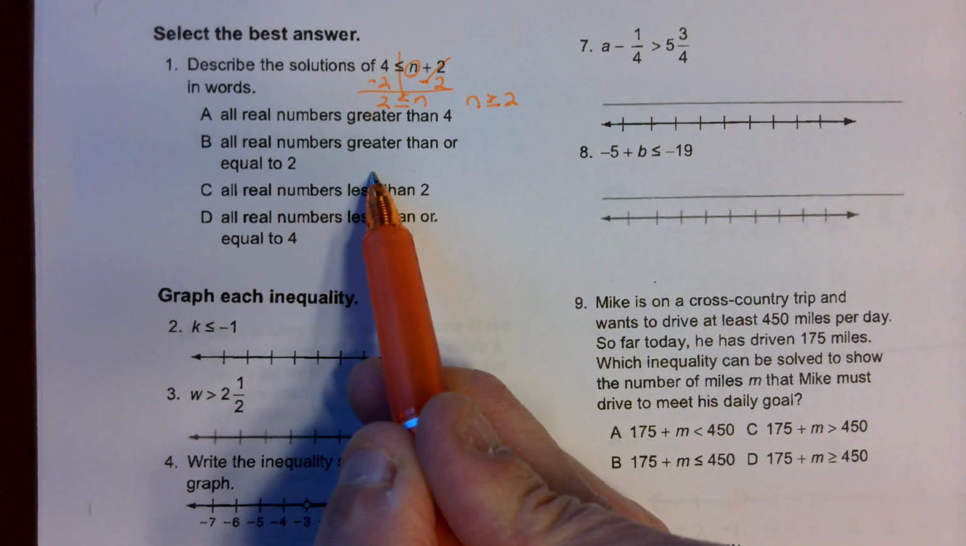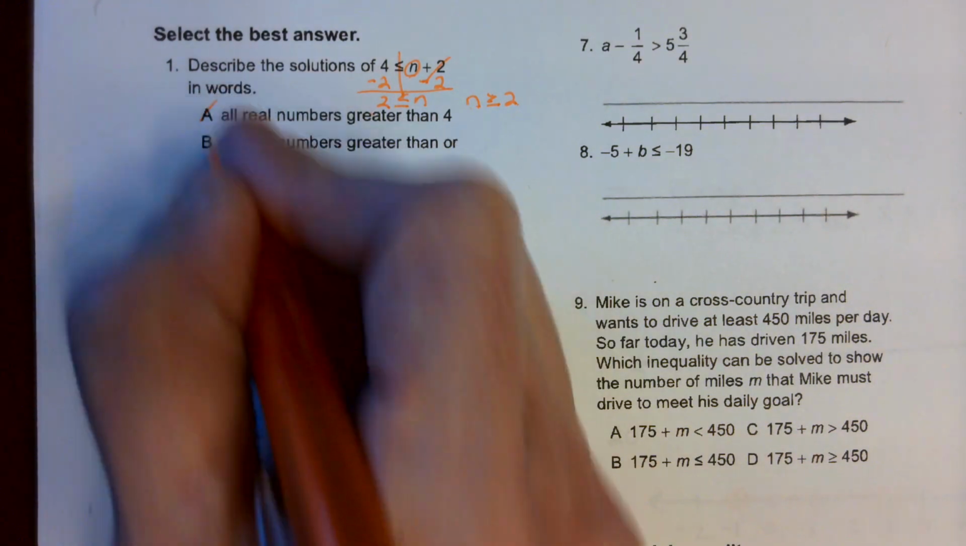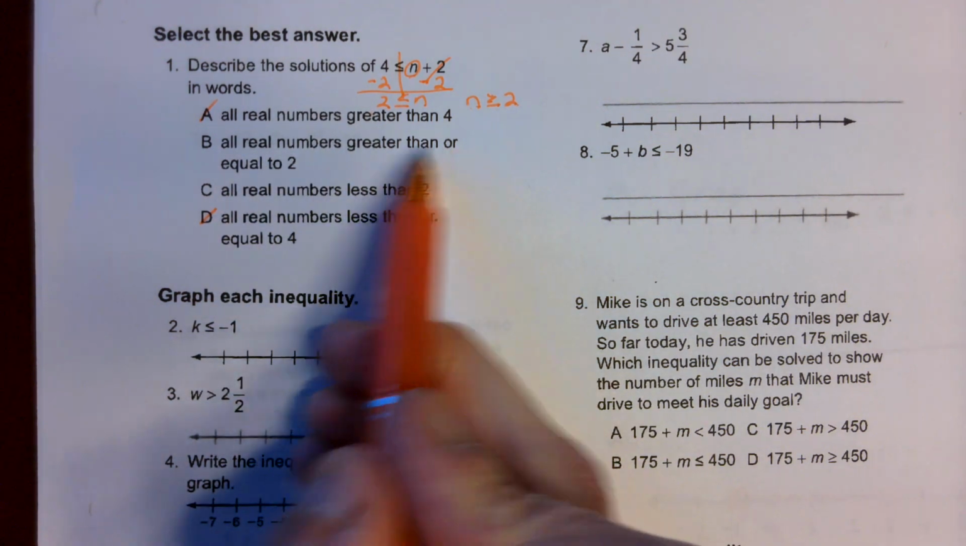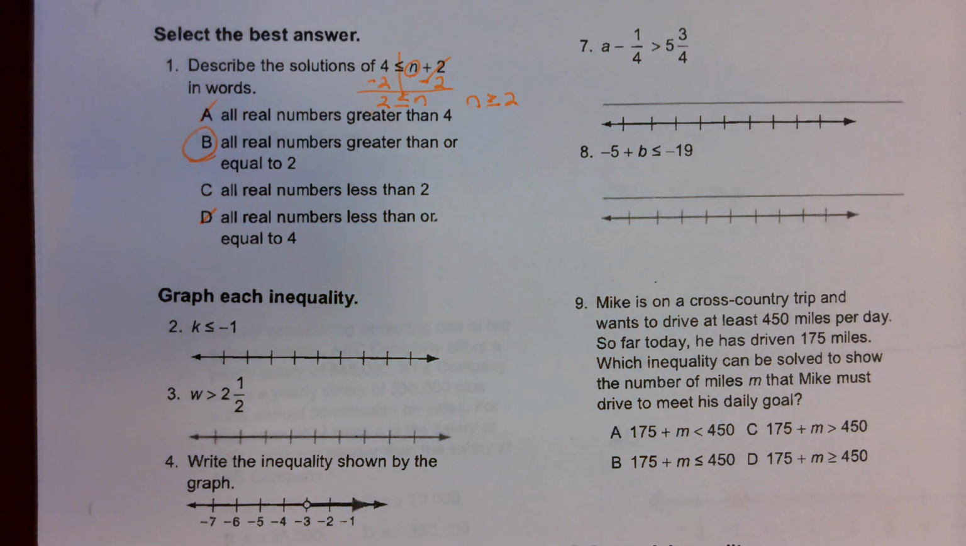Now let's find that. No, greater than 4. It's not the 4s, that's for sure. All numbers greater than or equal to 2. Good. That's B. All right, we're going to graph.